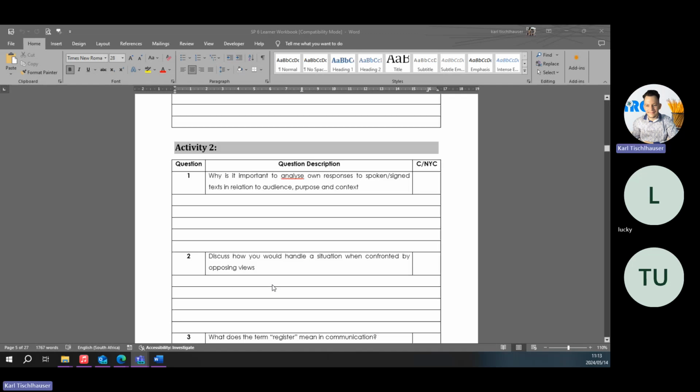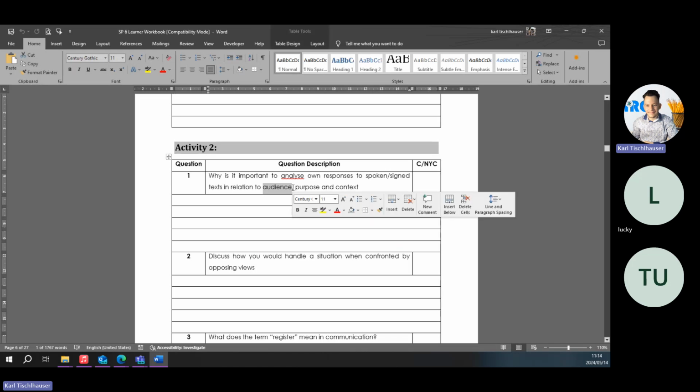Okay. Activity 2, question 1 says, why is it important to analyze own response to spoken slash signed text in relation to audience, purpose, and context? So this question's all about understanding why you've said what you've said and why you've done what you've done in a spoken or even written context. So think about how we communicate at work and how we communicate at home. There's a key difference. Okay, our audience is different. So at work, it will be more professional, more formal, whereas at home, it can be more relaxed and more casual.